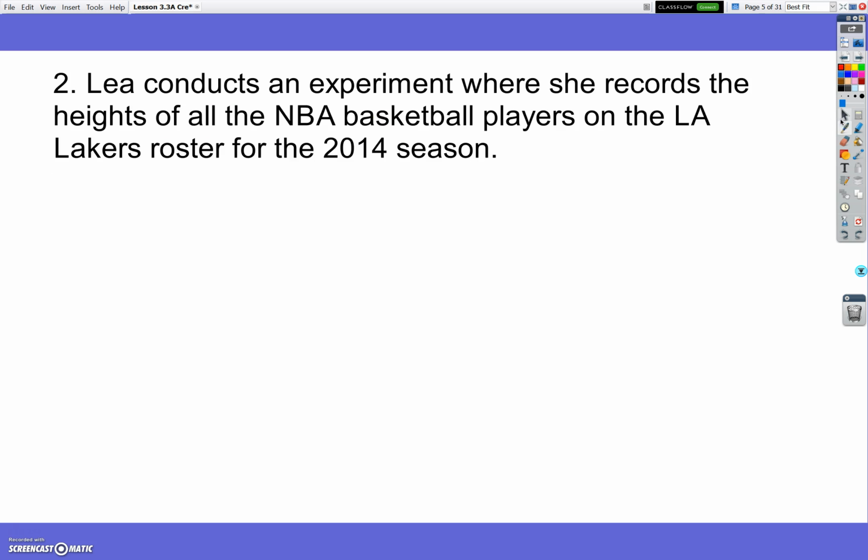Alright, so let's go ahead and look at the next one now. Leia conducts an experiment where she records the height of all the NBA players on the LA Lakers on the 2014 roster. This would be an example of a univariate because we are only taking one thing into consideration, which is the height. That's the only thing we can measure. Now, it's kind of trying to trick us by adding other things. She's talking about a specific team. She's talking about a specific season. But as far as what we are measuring, we are only measuring the height. We're not comparing height to anything else.